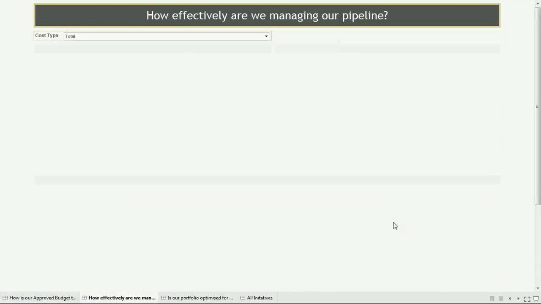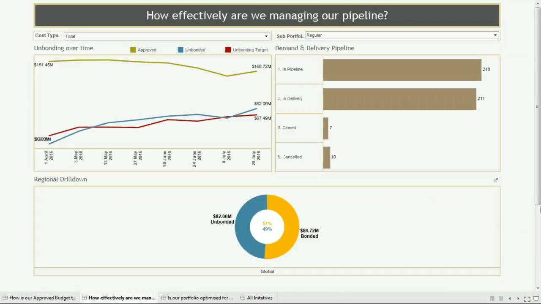The second dashboard is: how effectively are we managing our pipeline? This is how we're tracking our commitments against our approved budget. The term unbonded, which you'll see a few times, is effectively the authorization to spend money, which I manage using a fortnightly governance forum.